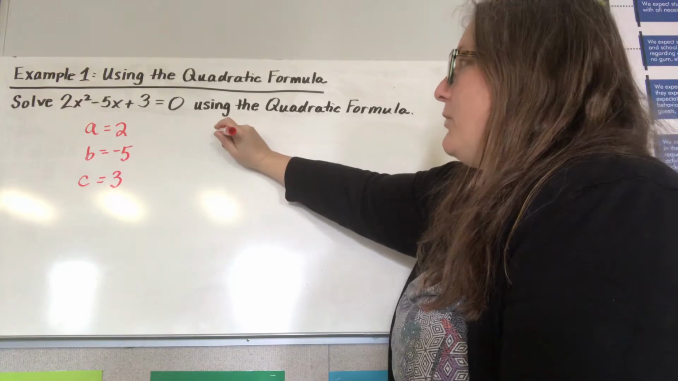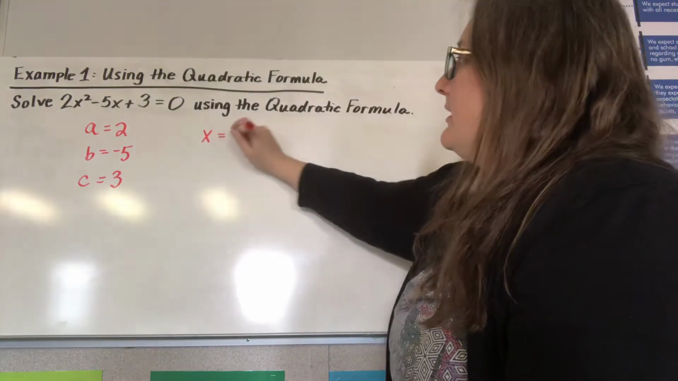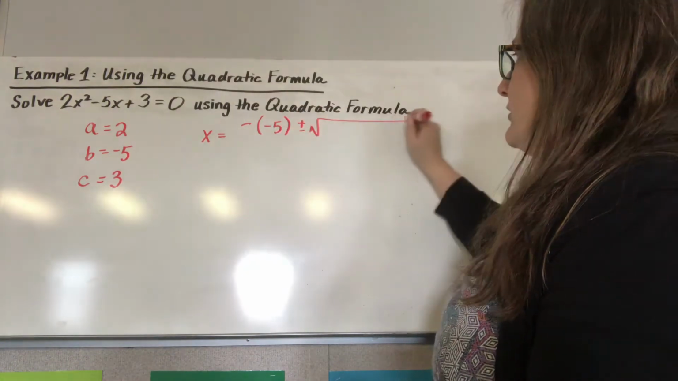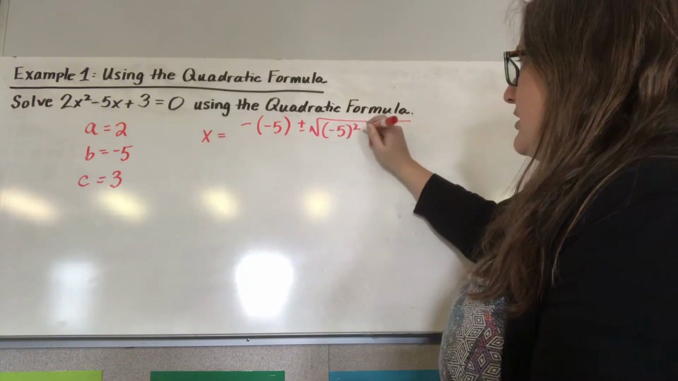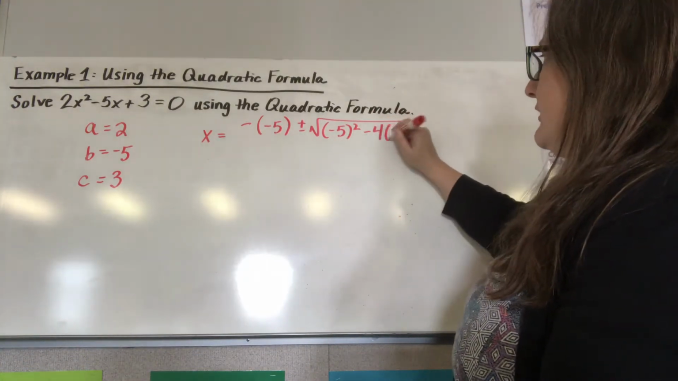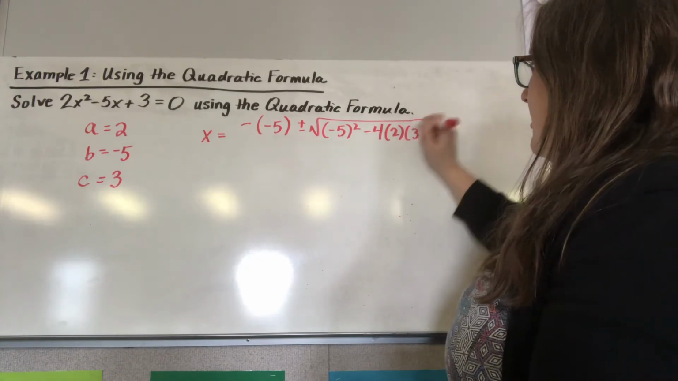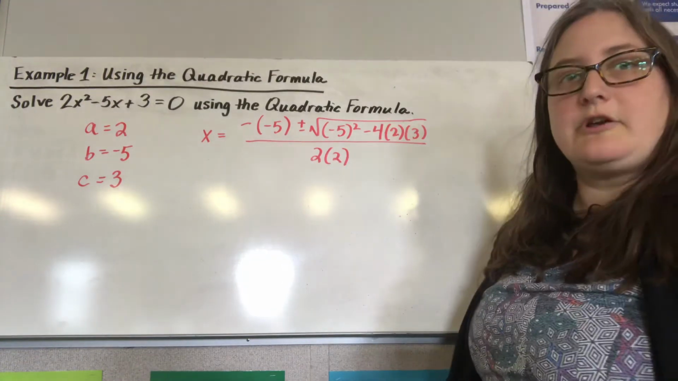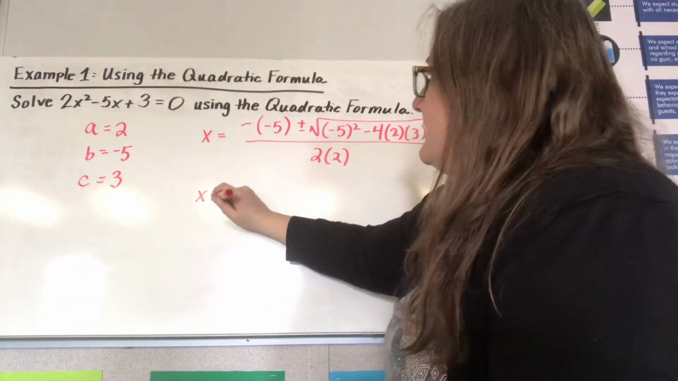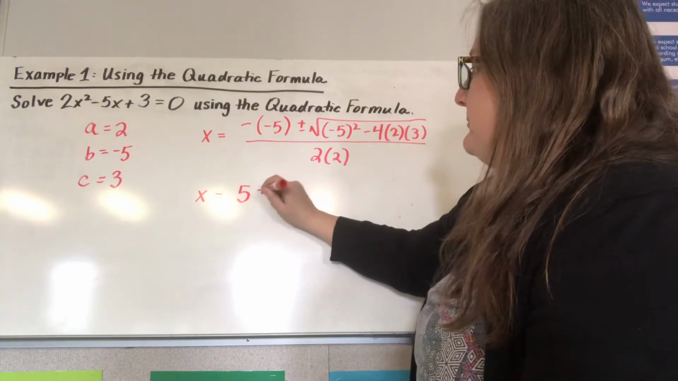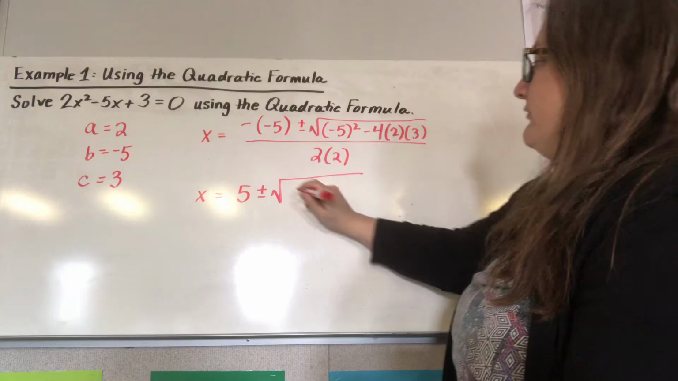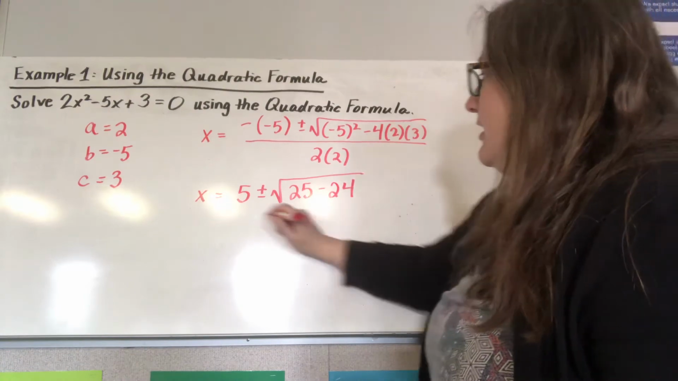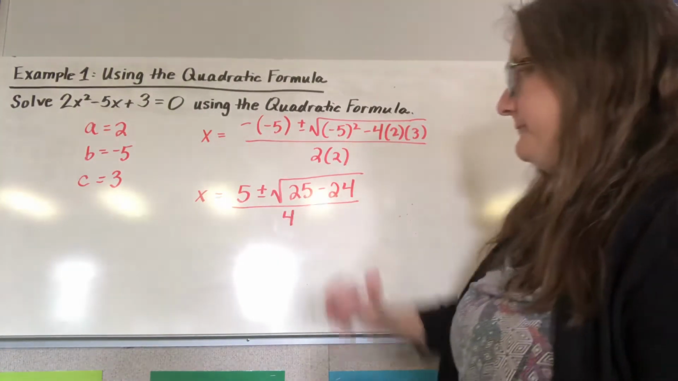So if I plug this into my quadratic formula, it's negative b, which is negative 5, plus or minus the square root of b squared, it's negative 5 squared, minus 4ac, so 4 times 2 times 3, all divided by 2a, 2 times 2. So the first thing we're going to do is start simplifying. So right away I see negative, negative, this is going to be 5 plus or minus the square root of negative 5 squared is 25 minus 4 times 2 times 3 is 24, all divided by 4.